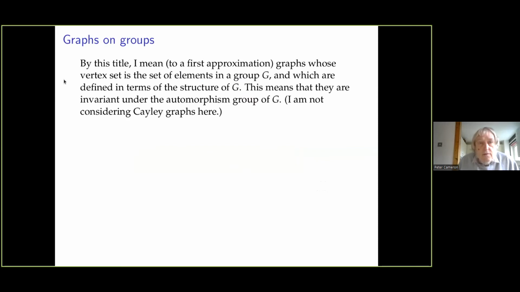So graphs on groups, I am going to mean, roughly speaking, graphs where the vertex set is the set of elements of a group G, and the edge set is preserved by automorphisms: any automorphism of G will be an automorphism of the graph. These are not going to be Cayley graphs.